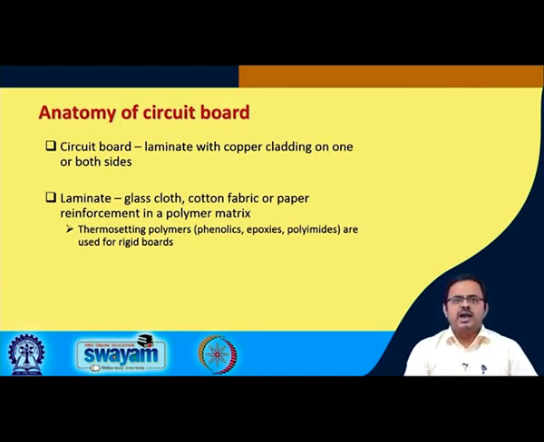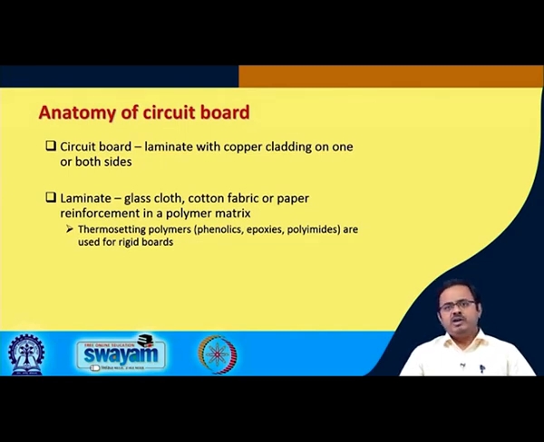Now let us look into the anatomy of a circuit board. What is a circuit board made of? This green thing that you see, green is the most common, but sometimes there are circuit boards that are red in color. If you do a Google search, you will primarily see green, but sometimes you will see red, and sometimes yellow. This all depends on the material that is used. So, that brings us to the picture, what is a circuit board?